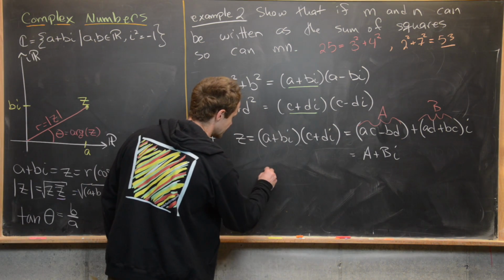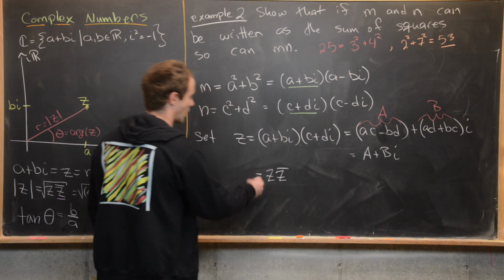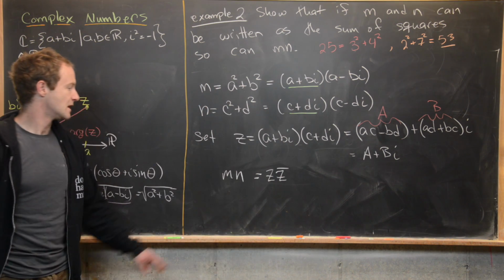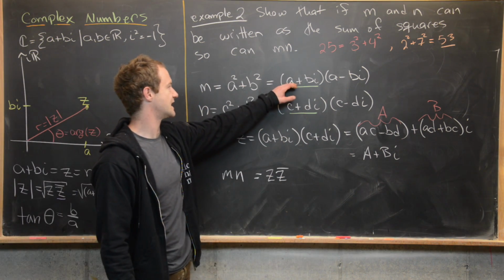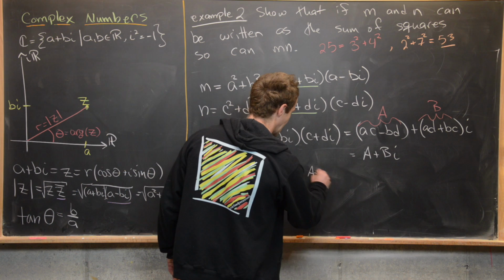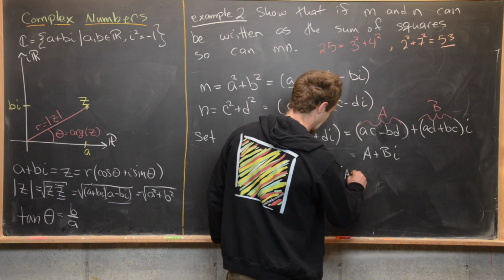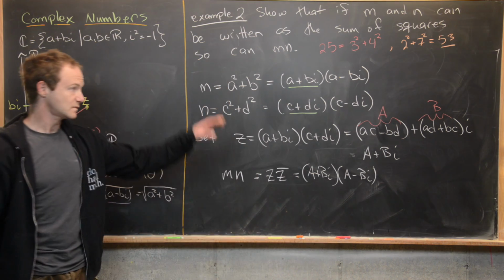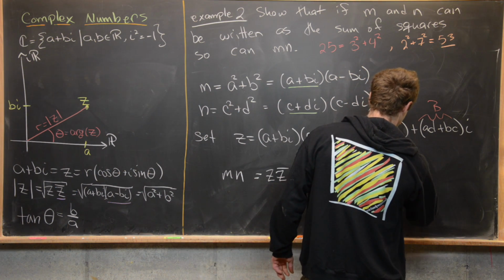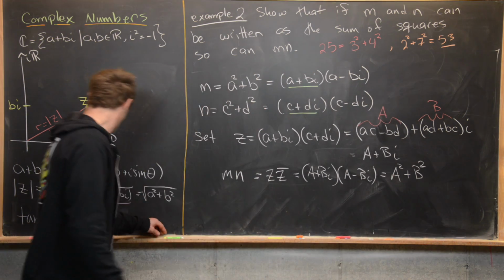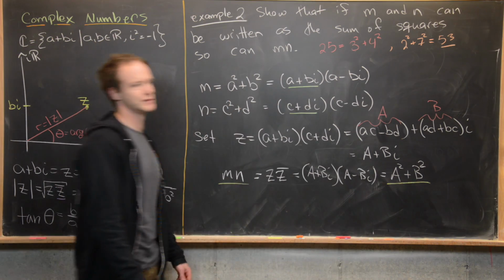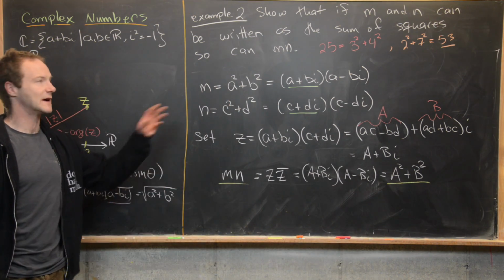Now, the next thing that I want to notice is if I take z times z bar, on the one hand, I'm going to get m times n, because z times z bar is just the multiplication of this line times this line. But then on the other hand, it's going to be equal to capital A plus capital B i, times capital A minus capital B i, where capital A and B are defined like that. But this is equal to capital A squared plus capital B squared. So I have exhibited the product of m and n as the sum of two squares, which is exactly what we wanted to do. Okay, so I'll clean this up.